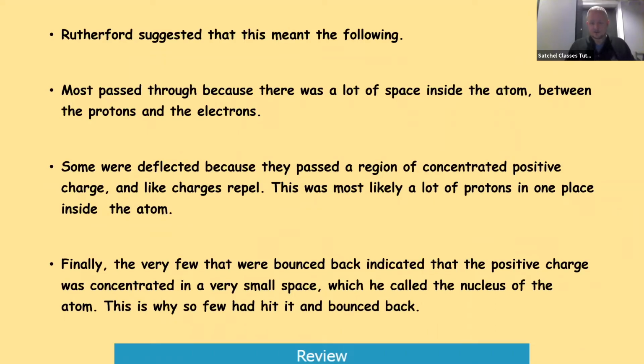Finally, the very few that were bounced back indicated that the positive charge was concentrated in a really small space, which he called the nucleus of the atom. And he said that's why so few had hit it and bounced back, because it was a very small space.